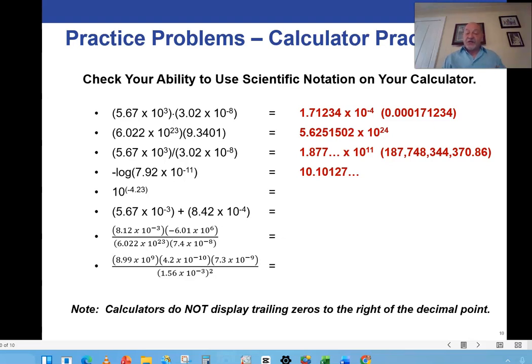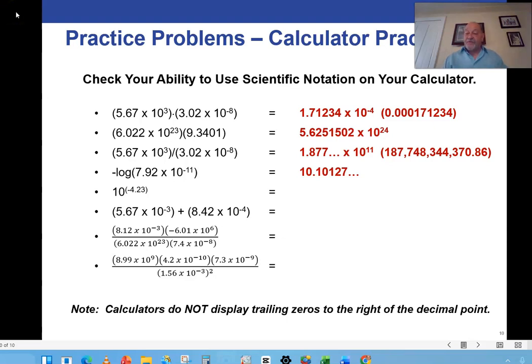So it would be 10 to the minus 4.23 power. Some calculators you would type in 4.23, change the sign to minus 4.23, and then hit the 10 to the x button. In other calculators, you hit the 10 to the x button first and insert 4.23 and change the sign before you hit the equal sign to get the answer.